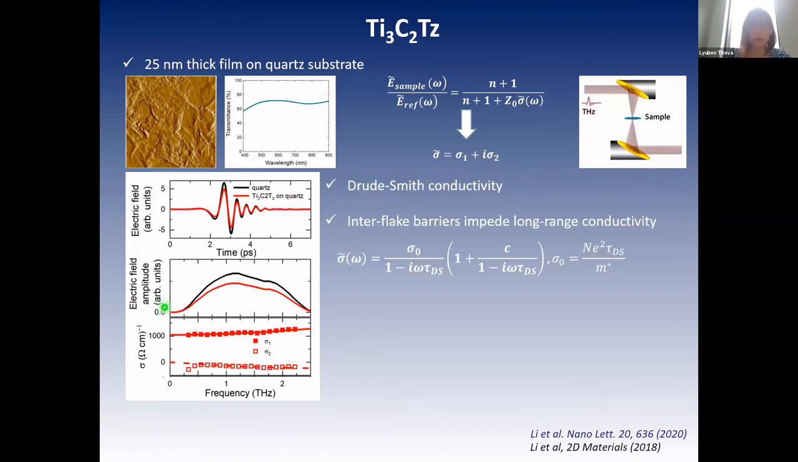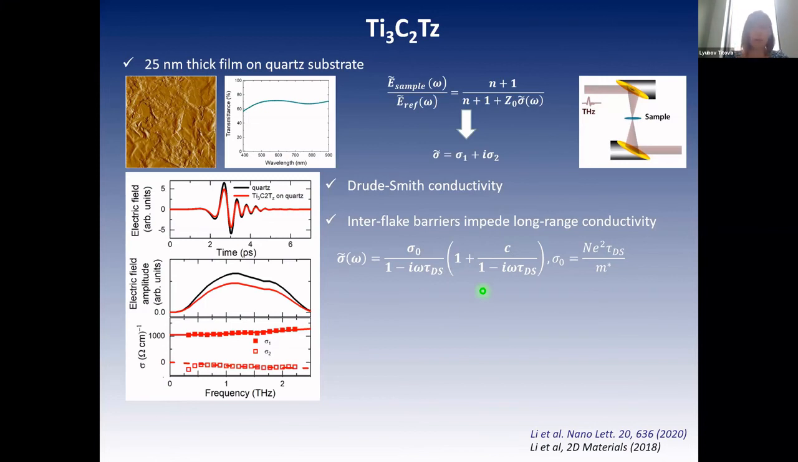But of course, the spectrum itself looks not Drude-like. This shape of conductivity is something we routinely see in many other nanostructured materials, which have some sort of structure that impedes carrier motion over length scales comparable to their mean free path. It can be really well described by a slight modification to the Drude model called the Drude-Smith model, which just introduces one more additional parameter, c. This parameter c varies from -1 to 0.